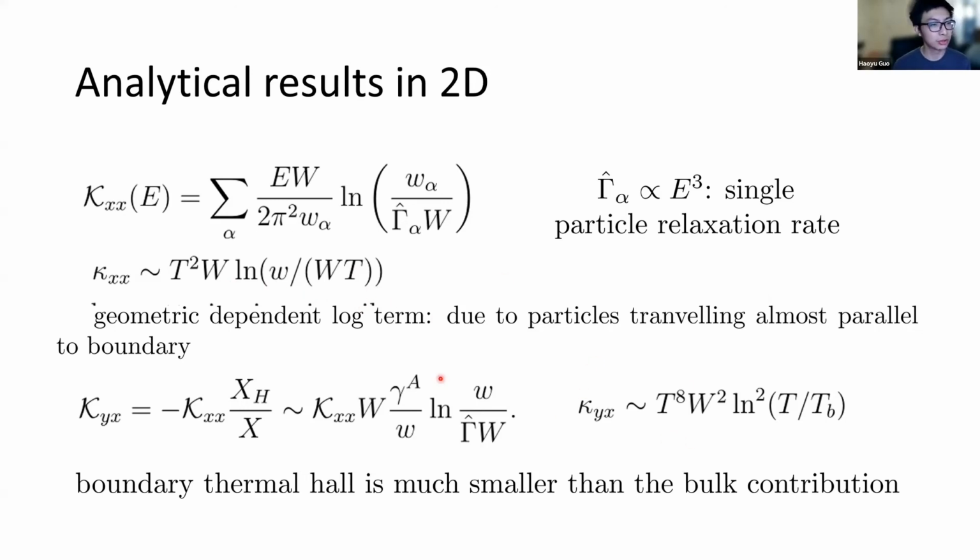And then we can also similarly compute the thermal Hall effect due to the boundary scattering. It scales at some even higher power of temperature, which for our case is T to the a, and then there's also a log term. So I think the main thing to take away from this calculation is that the boundary regulates the longitudinal conductivity, but it doesn't help with the Hall conductivity.